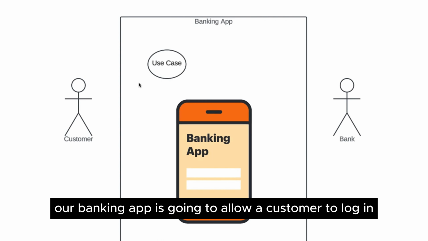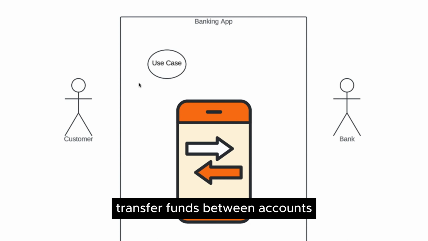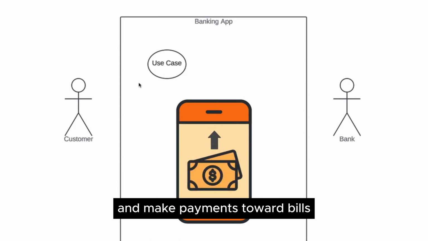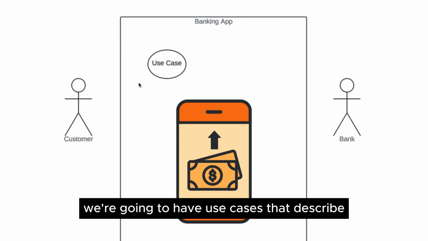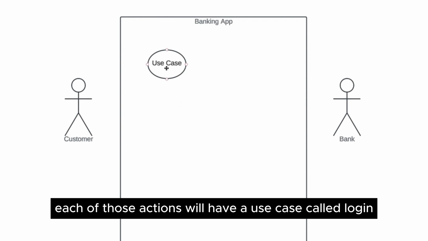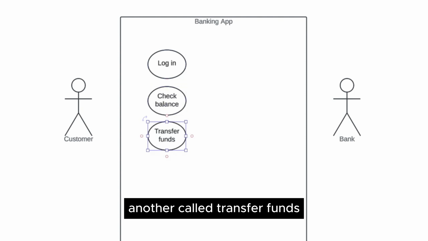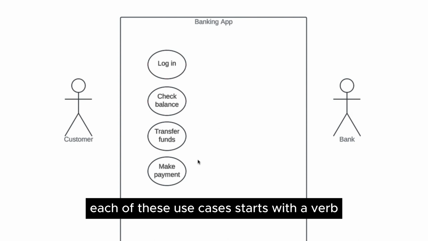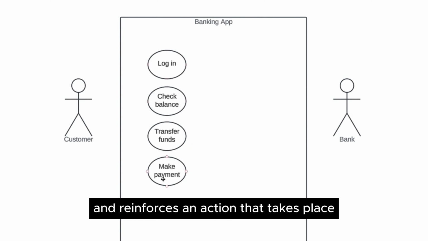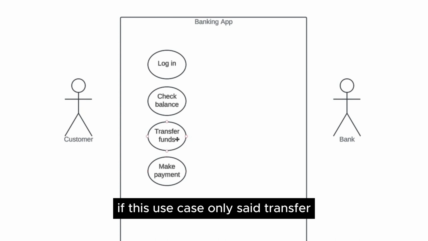Our banking app is going to allow a customer to log in, check their account balance, transfer funds between accounts, and make payments toward bills. So, if this is what our banking app does, we're going to have use cases that describe each of those actions. We'll have a use case called login, another called check balance, another called transfer funds, and finally make payment. You can see that each of these use cases starts with a verb and reinforces an action that takes place. We also want them to be sufficiently descriptive. If this use case only said transfer, that'd be way too vague.